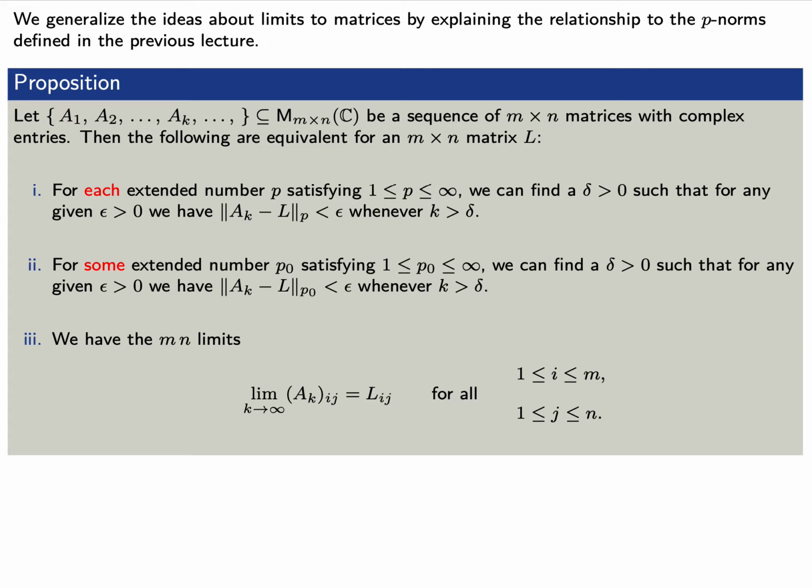So the point is that the very first statement says something about each and every extended real number p, and we can talk about the p norms. For the second, this only holds for some extended number p0, and we could talk about the p0 norm. For the third, we don't even need to introduce p norms, we can just look at sequences of complex numbers. But again, the statement of the proposition is that all three of these are equivalent. It does not matter which of the definitions you choose.